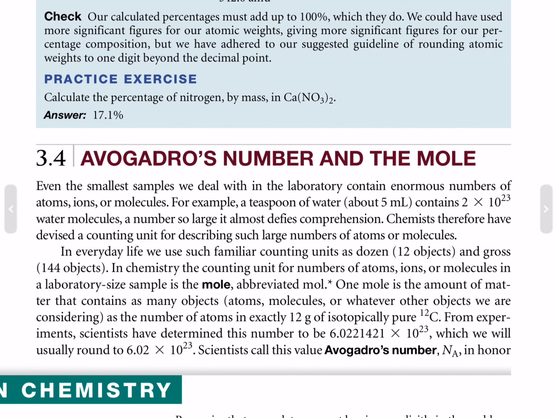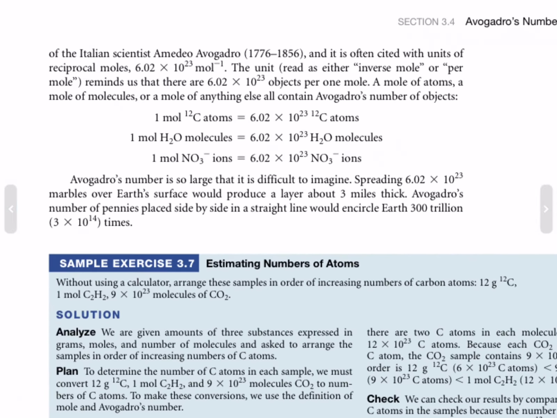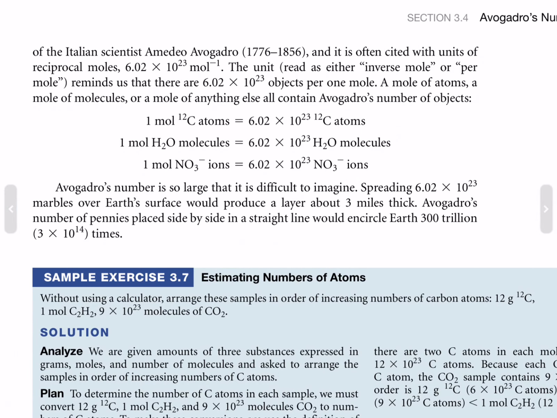From experiments, scientists have determined this number to be 6.0221421 times 10 to the 23rd, which we will usually round to 6.02 times 10 to the 23rd. Scientists call this value Avogadro's number, italicized capital N sub A, in honor of Amedeo Avogadro, and it is often cited with units of reciprocal moles, 6.02 times 10 to the 23rd reciprocal mole, or inverse mole, which reminds us that there are 6.02 times 10 to the 23rd objects per mole.